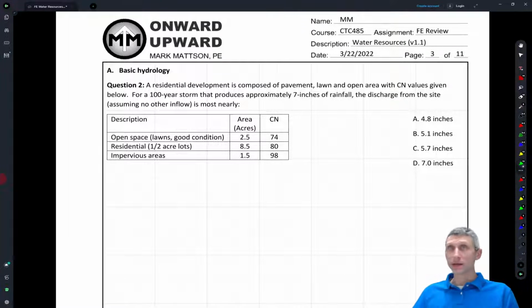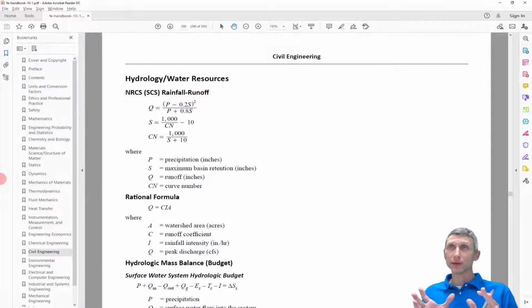Or NRCS. And as we look at the handbook again, there are 2 methods for predicting runoff. The rational formula gets a lot of use. The SCS rainfall runoff method does as well. So they're both good to know, but they produce different things. They both produce Q, so they both have equations for Q. But it's interesting to note here that the rational formula gives a peak discharge in CFS. But what does the NRCS method do? It gives a peak discharge Q in inches.